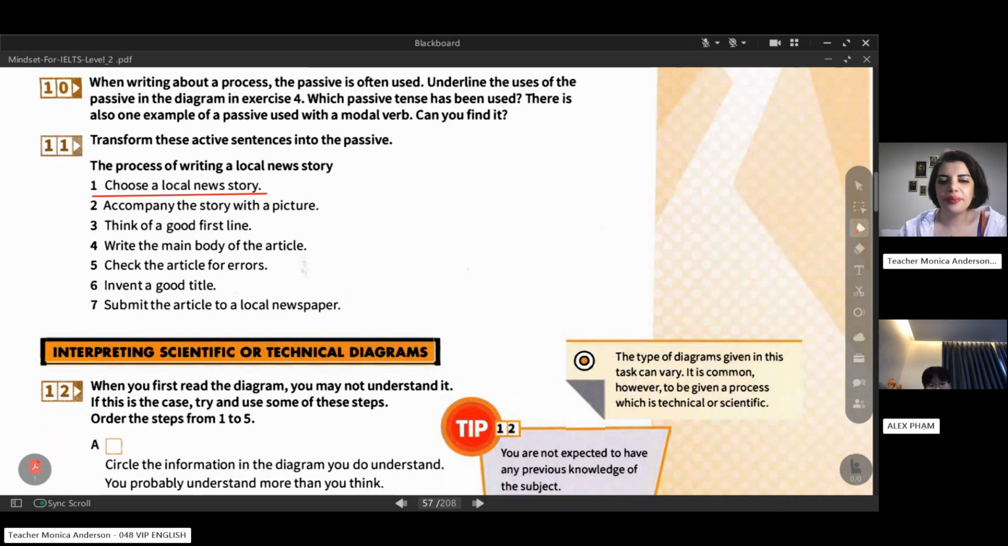Number 2: the story with a picture accompanies. Accompany means associate. The story with the picture. So we need to put the object at the beginning. The story is accompanied with, for example, pictures or a picture. Number 3.